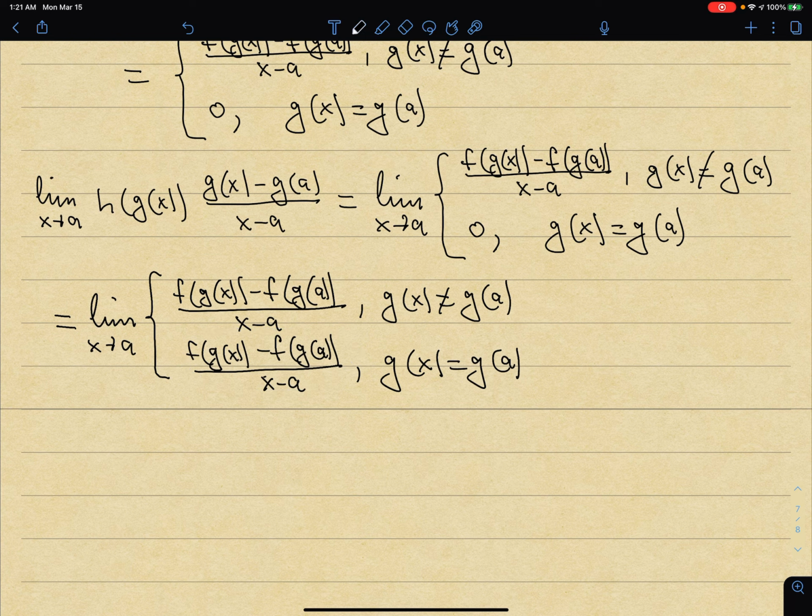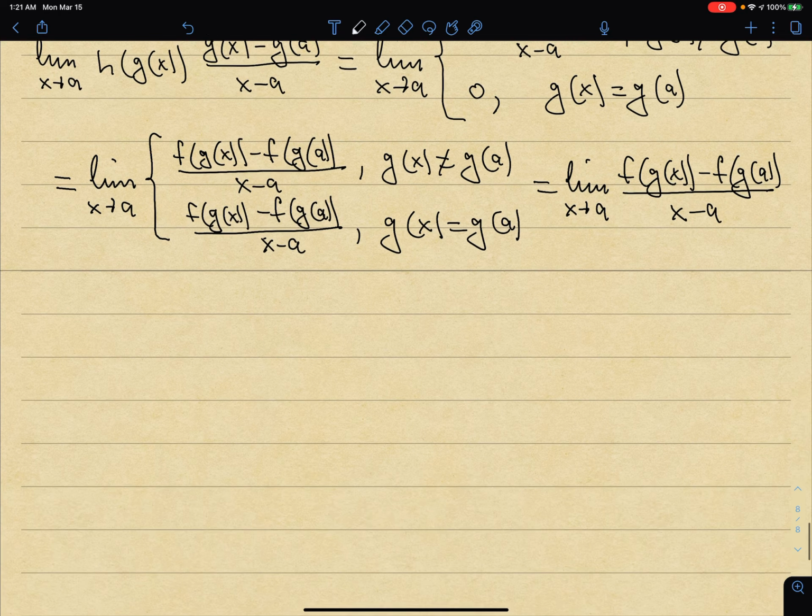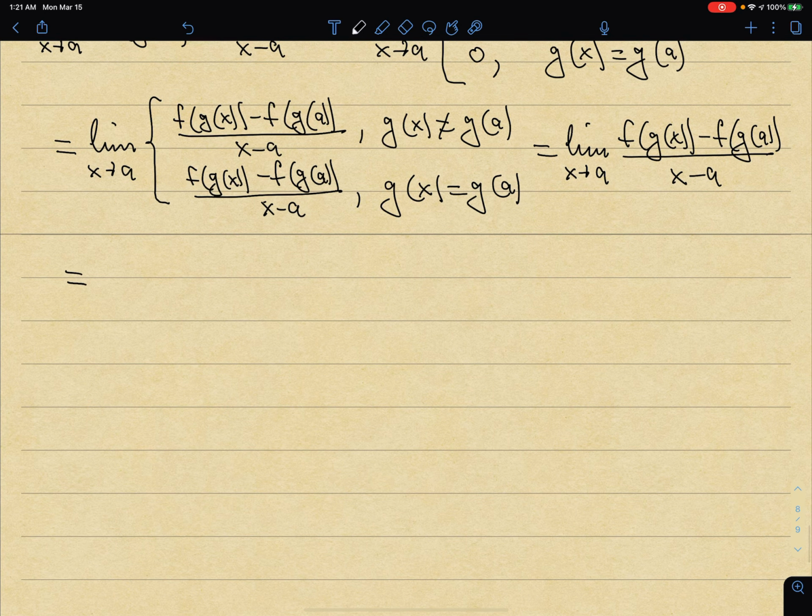So I'm really taking a limit as x goes to a of f of g of x minus f of g of a over x minus a. And this is nothing but the limit definition of a derivative of f composition g evaluated at a.